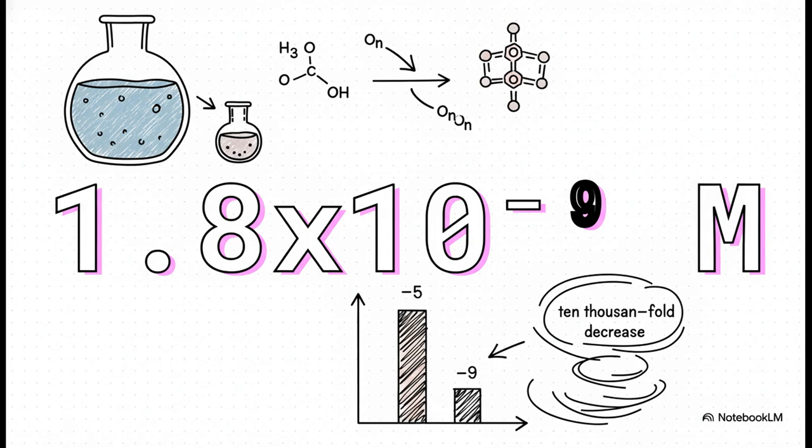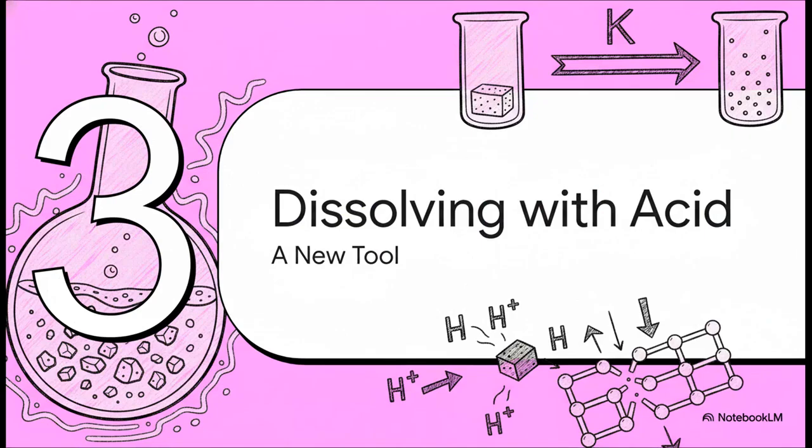We just took a salt that was already barely soluble and made it almost completely insoluble. Now that is control. Okay, so we've learned how to stop something from dissolving. But what if we want to do the exact opposite? How can we take a solid that's already sitting there and force it to dissolve completely?